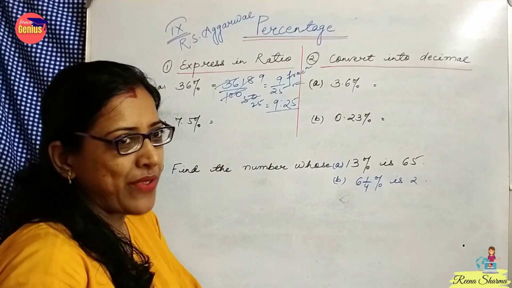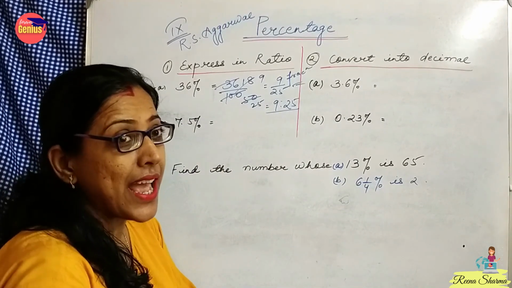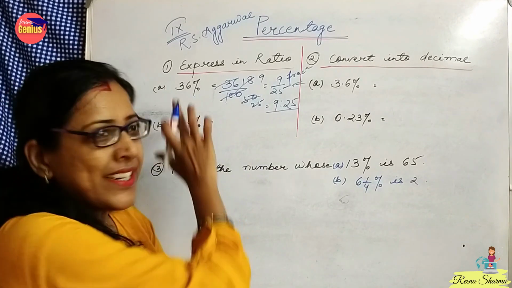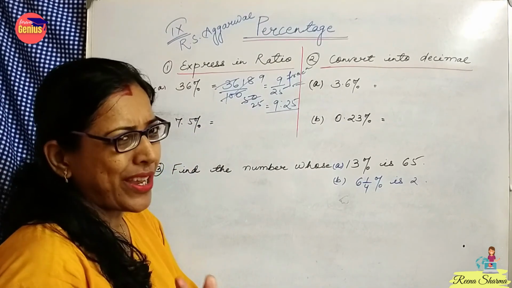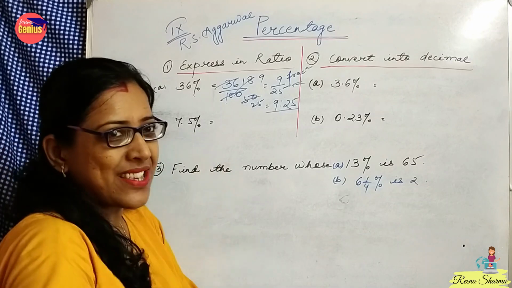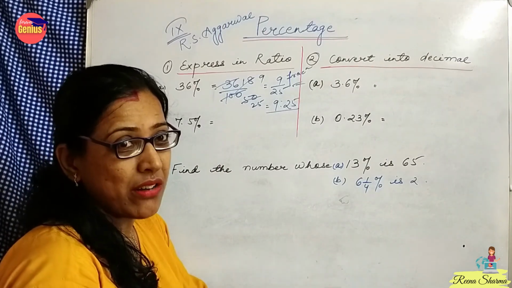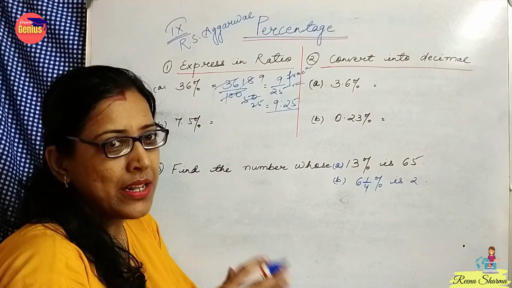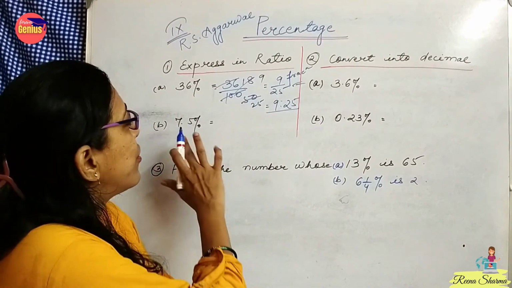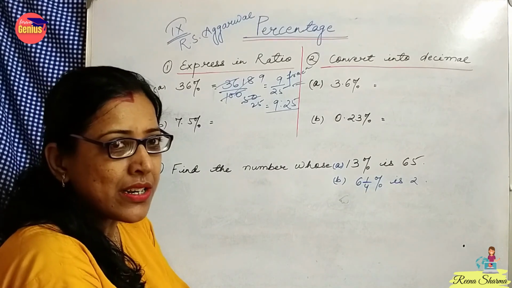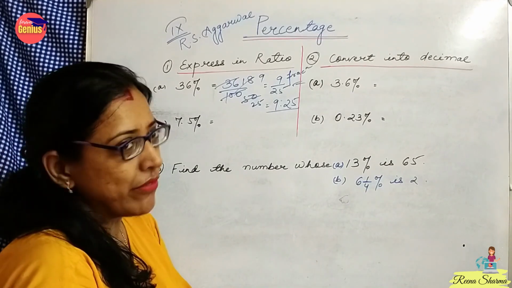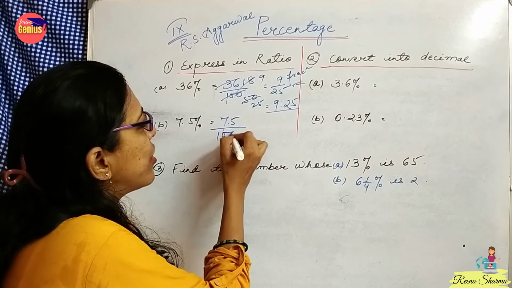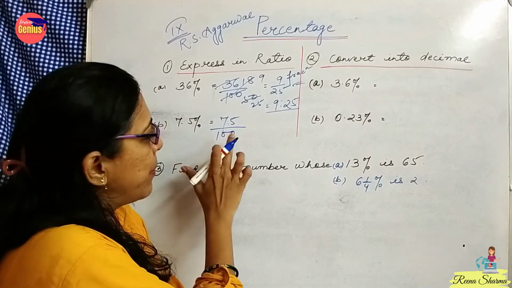Now suppose 7.5%. I have seen in more than 99% of cases, when it is 36%, children are okay, yes we can do it. When there is a decimal, they say I don't know how to solve. They basically leave the question only because there is a decimal. So today we will learn first how to remove this decimal, then we can convert it very easily. So 7.5 by 100, because we know percent means per hundred.